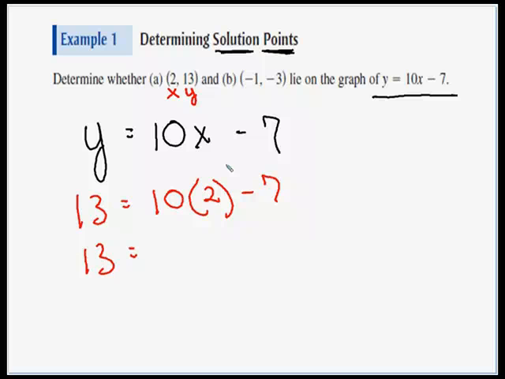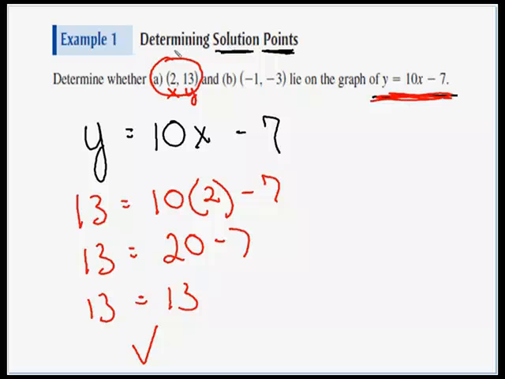Does 13 equal this? Well, 2 times 10 is 20. And 20 minus 7 is 13. And 13 does equal 13, so check. Yes, this point is on the graph. If I graphed the line, this would be a point on the line.